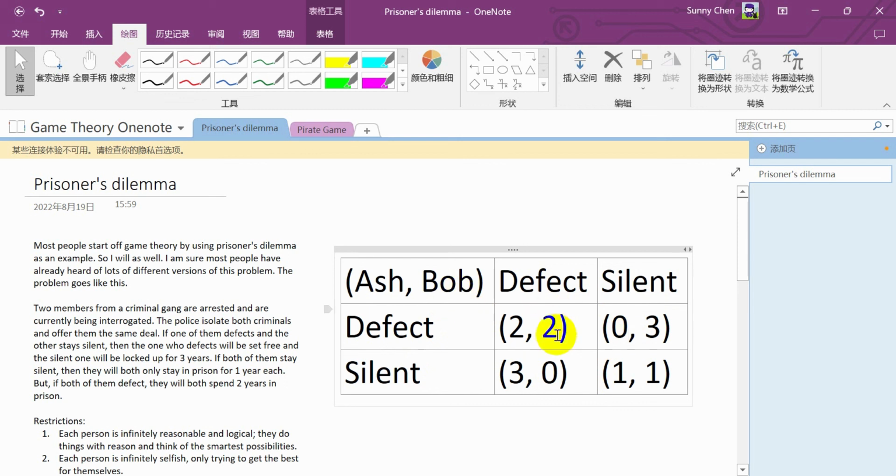If both people defect, this is called the Nash equilibrium, but it isn't the best for the group. The best for the group is both staying silent, but each person is selfish, so they can't do that.